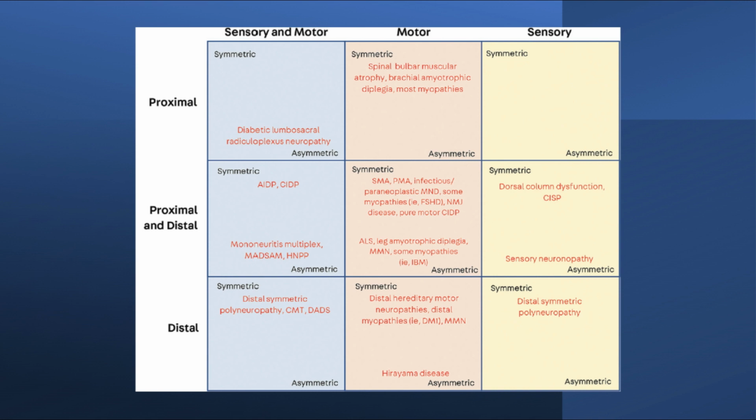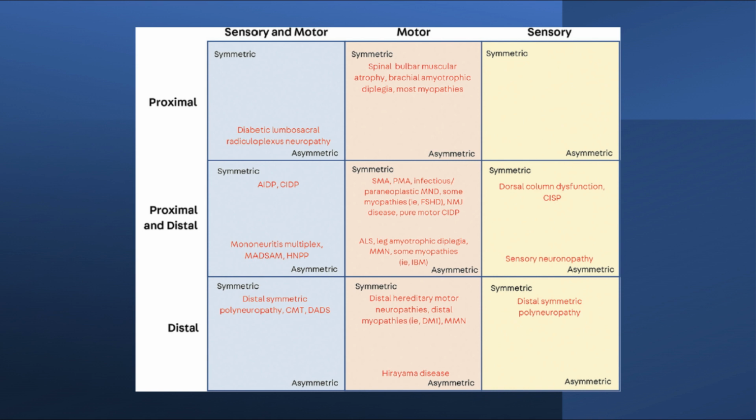Then if there is a pure motor involvement and it's proximal and distal, again SMA, as I said, advanced disease. It could be progressive muscular atrophy, infectious or paraneoplastic MND, though I haven't seen a single patient with that. So myopathy like facioscapulohumeral muscular dystrophy, neuromuscular junction disorder, and pure motor CIDP, which is distal, but it could be proximal and distal as well. Asymmetric ALS, okay, MMN, and some myopathies like inclusion body myositis.